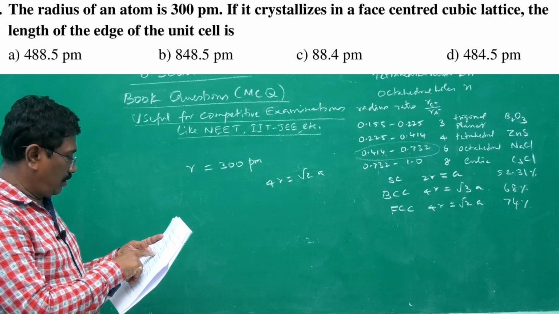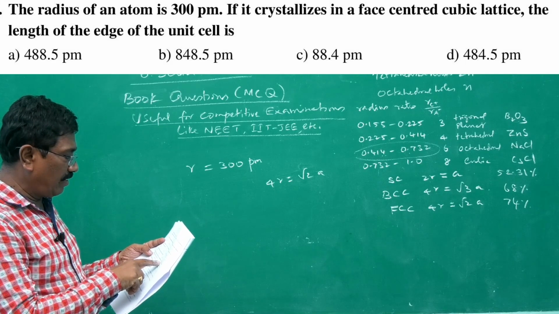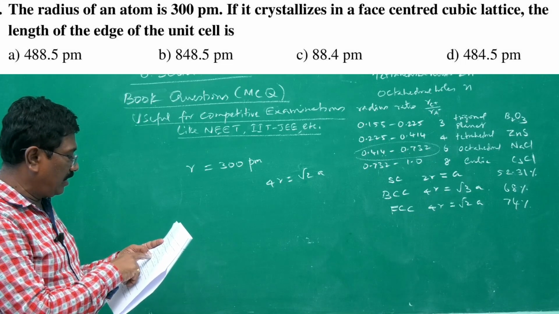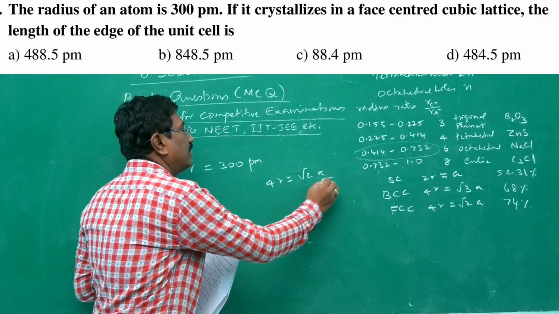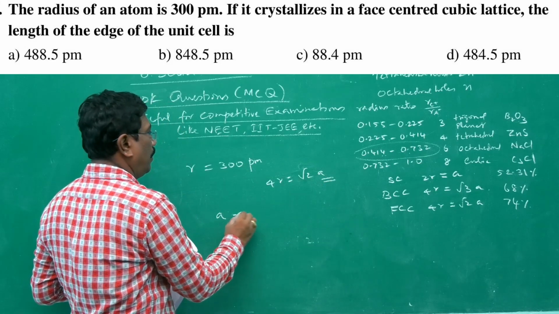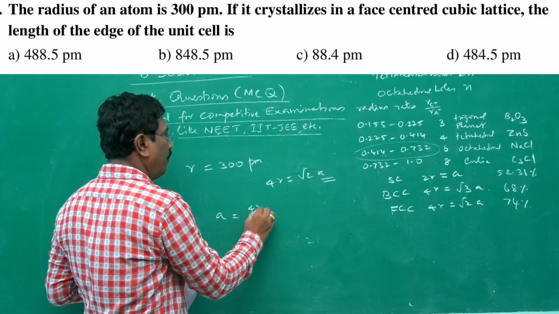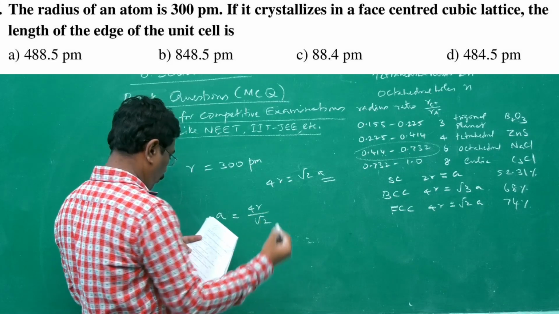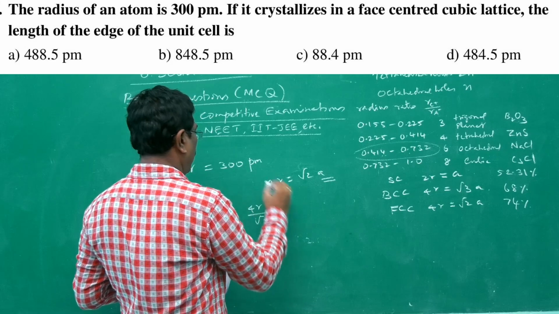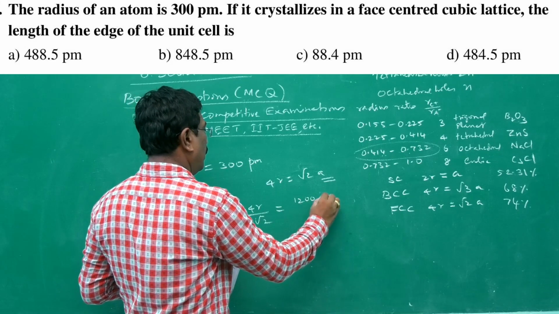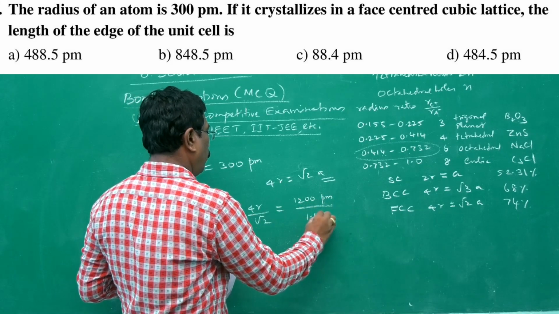The radius of the atom is 300 picometer. If it crystallizes in a face centered cubic lattice, find the length of the edge of the unit cell. So a is equal to 4r divided by root 2. 4 into 300, 1200 picometer divided by 1.414.